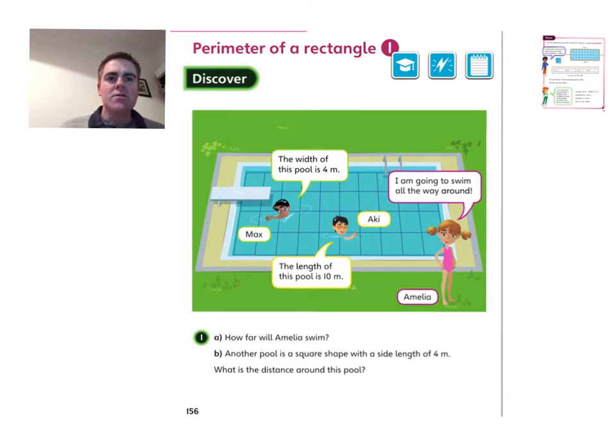So if we look at the discover question, it shows a picture of a swimming pool and some children swimming in it, and there's a little girl saying, "I'm going to swim all the way around." One of the boys says, "The width of the pool is 4 meters." And the other boy says, "The length of the pool is 10 meters." And the question we're asked is, how far will Amelia swim? She says she's going to swim all the way around the pool. But how do we work it out? So let's have a look.